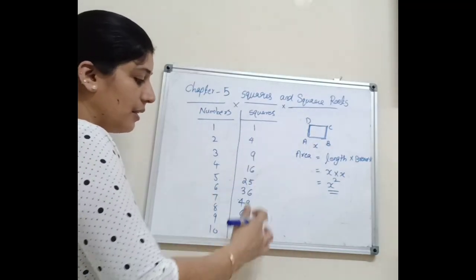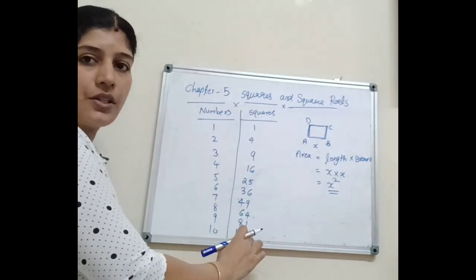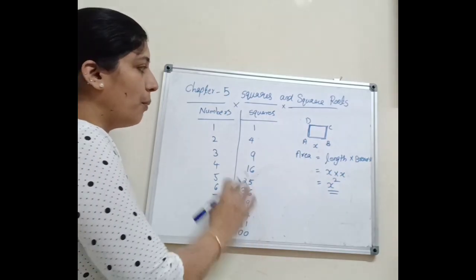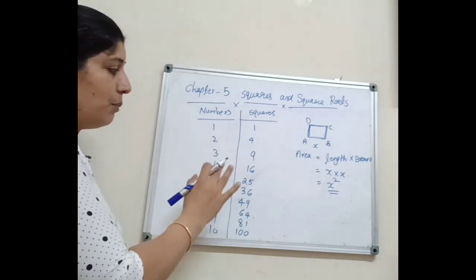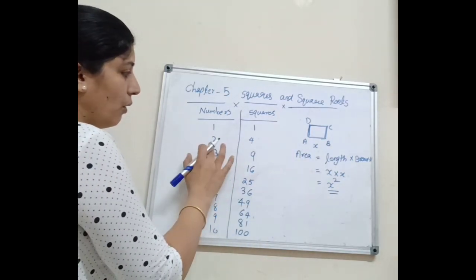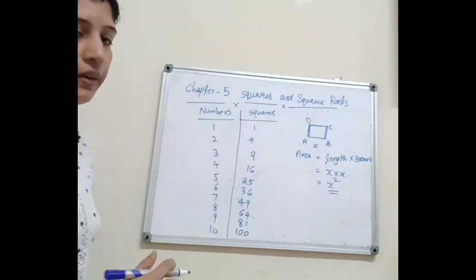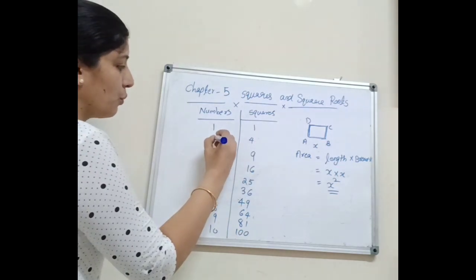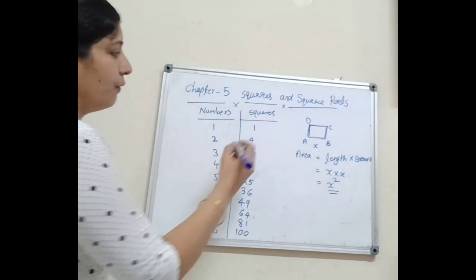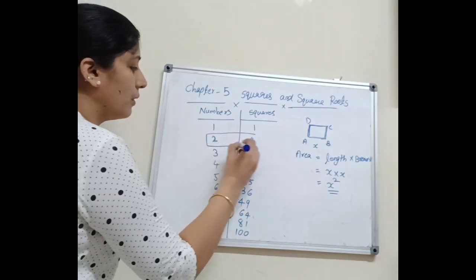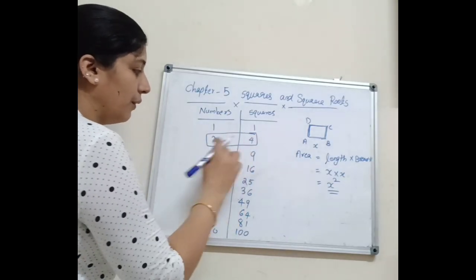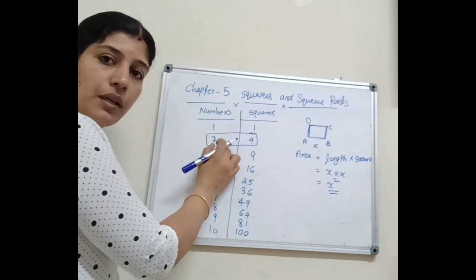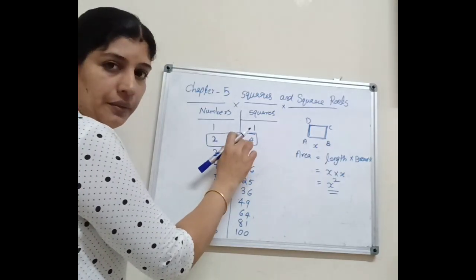Let us consider these squares and the properties of squares. The first property is that the square of an even number is always even. Let us consider the number 2. It is an even number. Then the square of 2 is 4. Therefore, the square of an even number is always even.